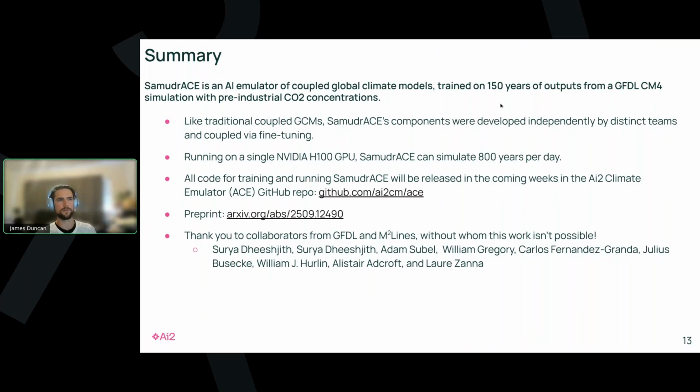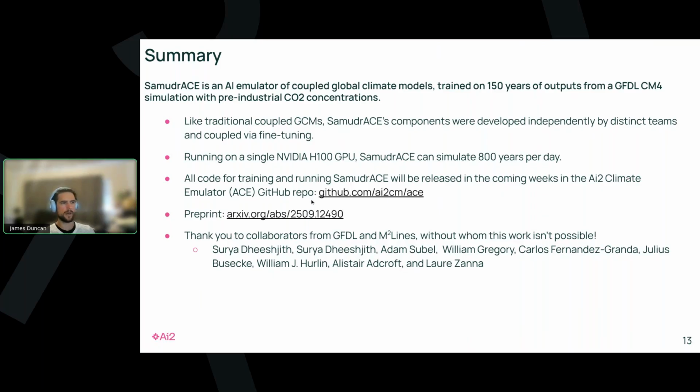which was trained on 150 years of outputs from the GFDL CM4 simulation with pre-industrial CO2 concentrations. Like traditional coupled GCMs, the components of Samudrace were developed independently by distinct teams and then coupled via fine-tuning. And yeah, we get very quick and efficient simulations on a single GPU, able to simulate 800 years per day.